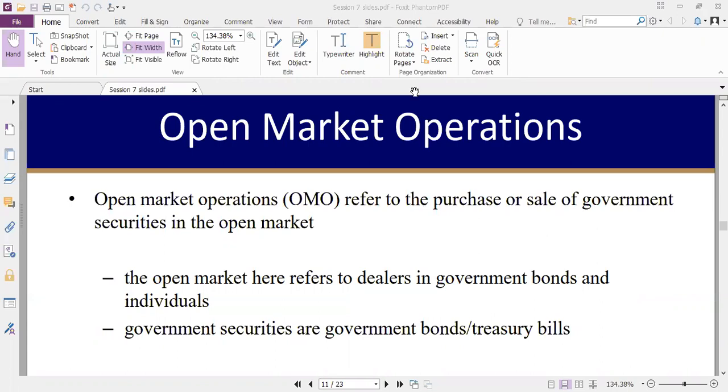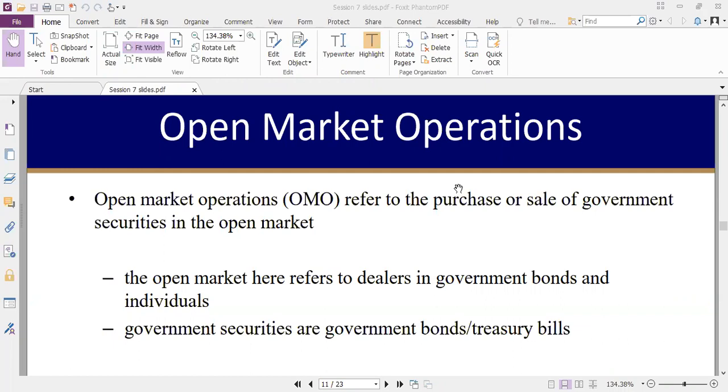Okay, so someone said I'm going too fast. I'm sorry. Okay. All right, so when we say open market operations, what we are trying to say is it refers to the purchase or sale of government securities in the open market.